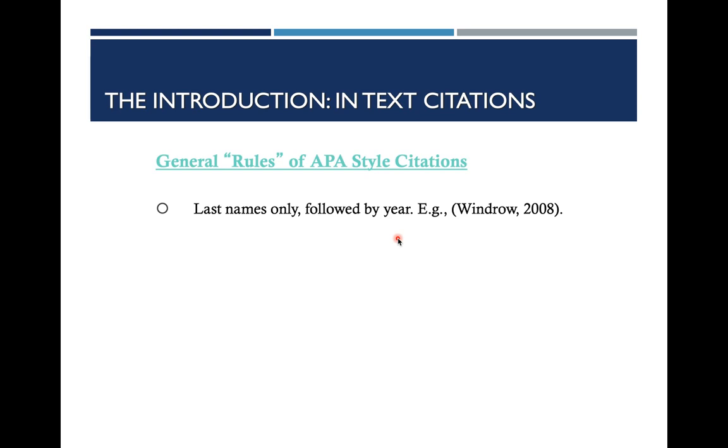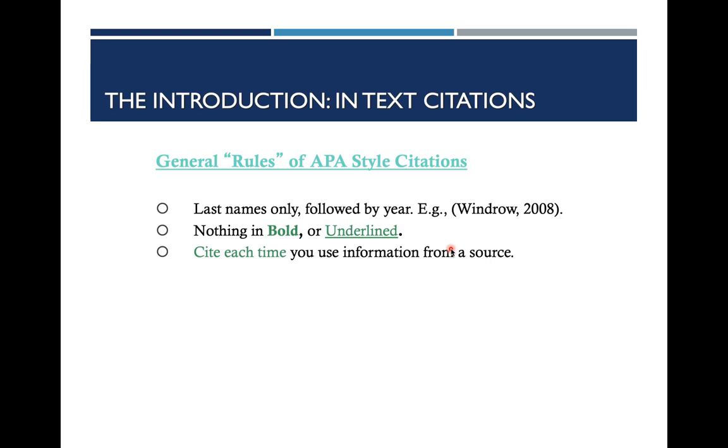Even though it's my words, they're not my ideas. They're not my findings. They are Windrow's findings. And so I need to give credit to Windrow for that research. We don't underline or bold anything. It's just normal text. And you have to cite every time you use information from that source. So if we're going to talk about Windrow for a full paragraph, we might need to cite Windrow two or three times in that paragraph as we continue to use information from that paper.